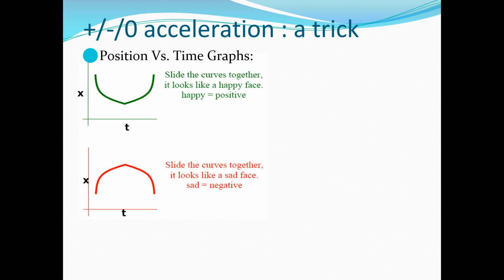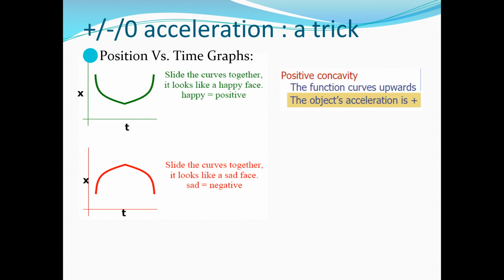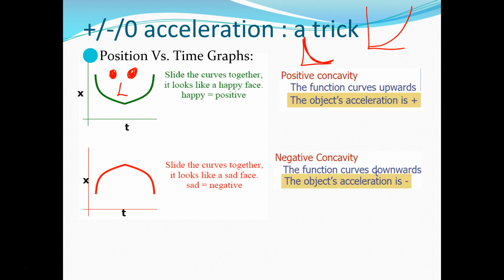If we have a graph that looks like a smiley face, that means we're going to have a positive concavity. So that would be a graph that maybe looks like this, or it could look like this. That's a positive concavity. It looks like a smiley face, which makes me happy. I'm going to draw 2 eyes here, maybe a nose, and he looks kind of evil, but he's smiling, so he's happy.